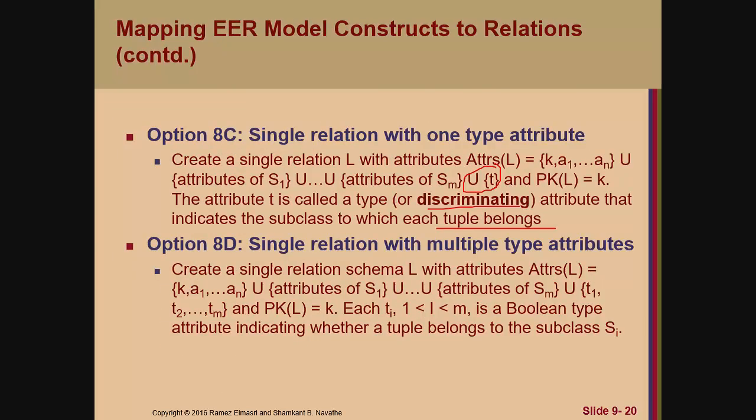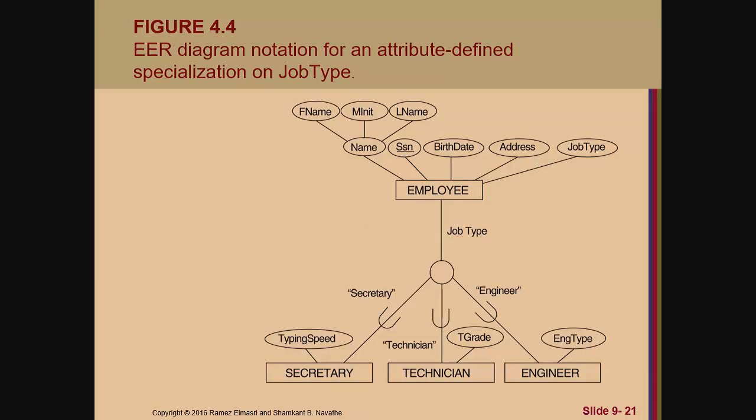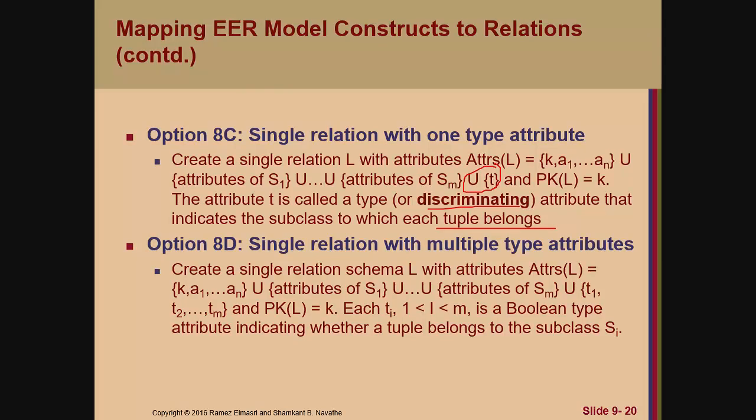Let's see C. Actually, from this example, employee, we have subclasses secretary, technician, and engineer. They are subclasses, okay. And the discriminating attribute is T, okay.